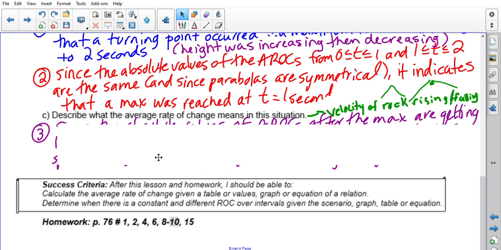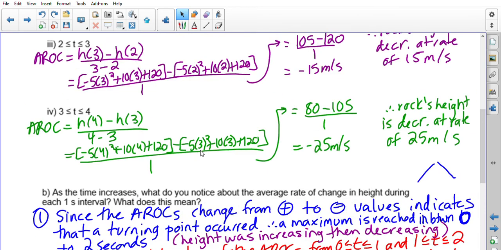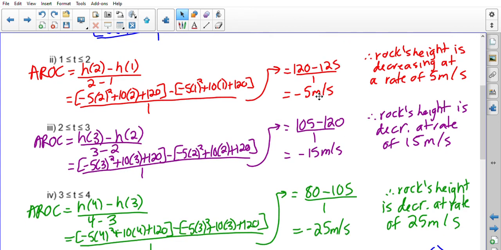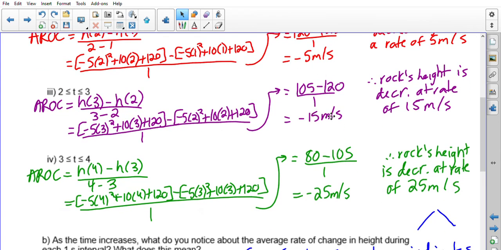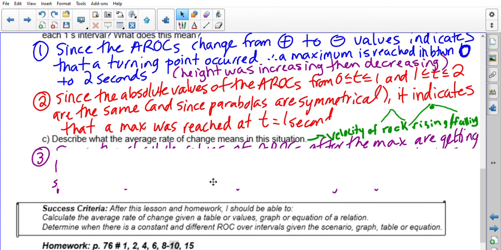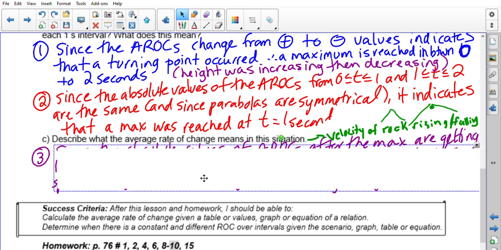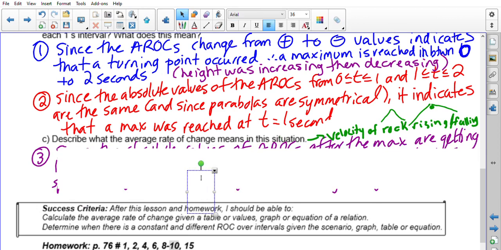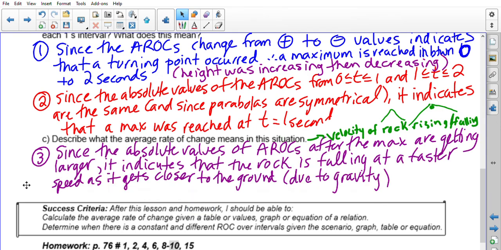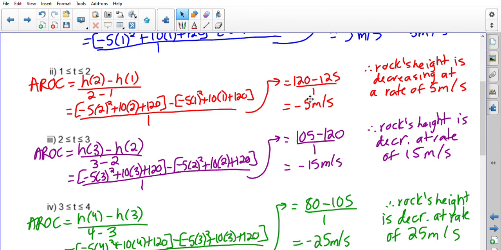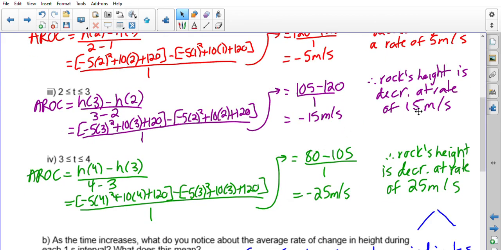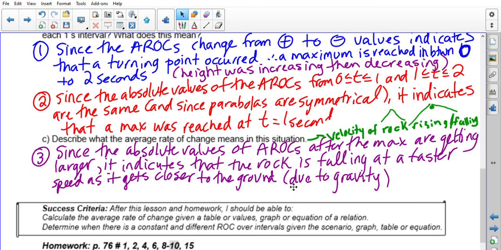All right, there's actually even more that we can discuss about this scenario. So look what happens after it reaches its max. We have -5, -15, -25. So what can we describe about that? What do we know? We can also conclude that since the absolute values of the AROCs after the max are getting larger, so that's true. So if I took the absolute value of this, 5, here it's 15, here it's 25. So the absolute values of the AROCs are getting larger.